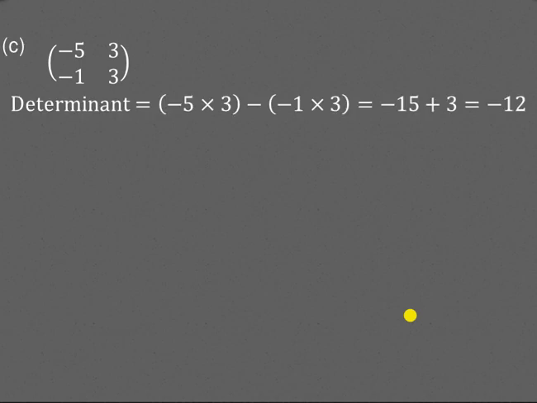Now in part C, the concept is still the same. Get the determinant: -5 by 3 in the major diagonal minus -1 by 3 in the minor diagonal. This will be -15, and this will be -3. And a negative will give us this positive here. So -15 plus 3 will give us -12. Next step, get the adjoint.